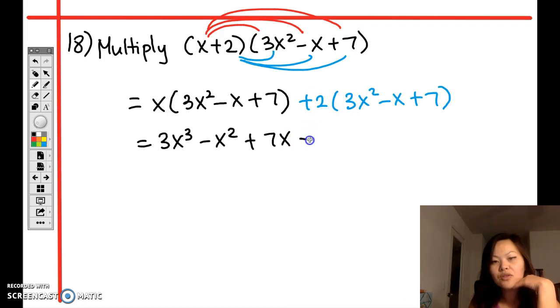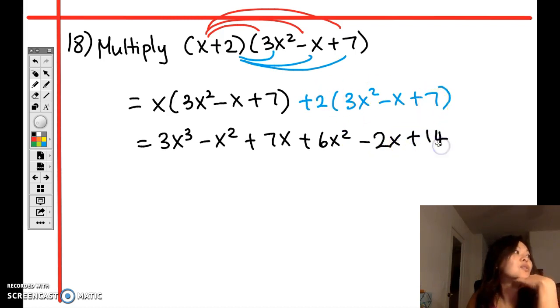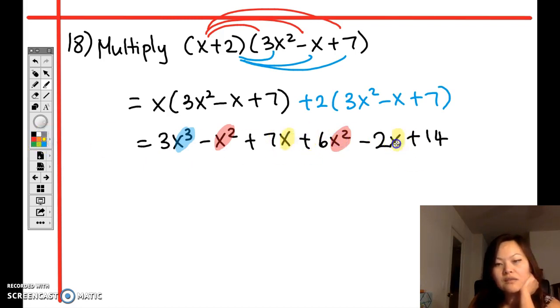3x squared times 2 is 6x squared. And then 2 times -x is -2x. 2 times 7 is 14. Okay, so again, we have to combine like terms, like question number 17, right? So x cubed is all by itself. Then we have x squared, and then we have x, and then we have the number by itself. So just combine that. And you gotta have your answer in standard form.